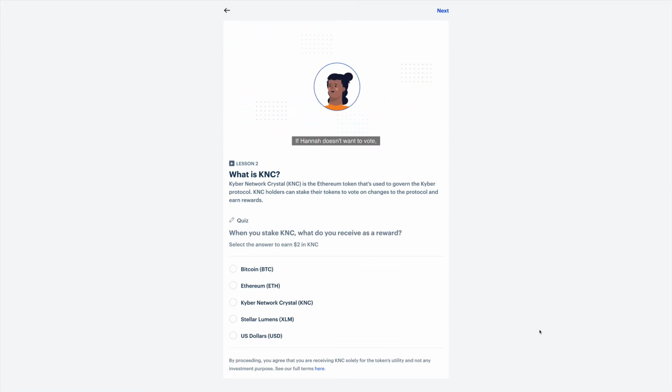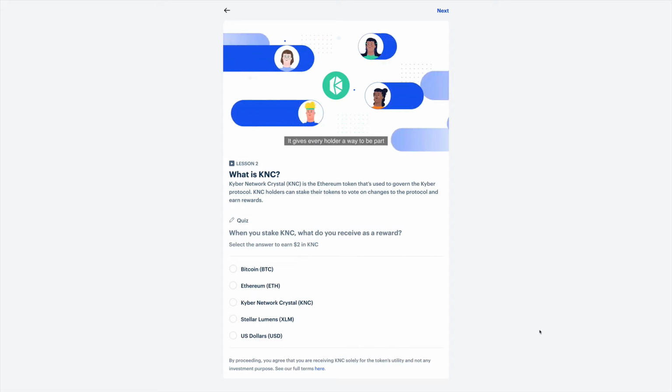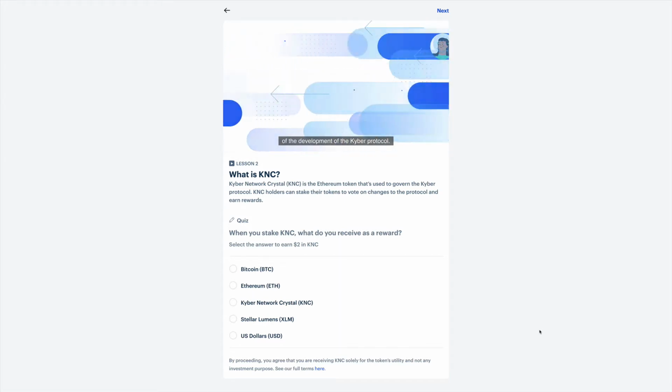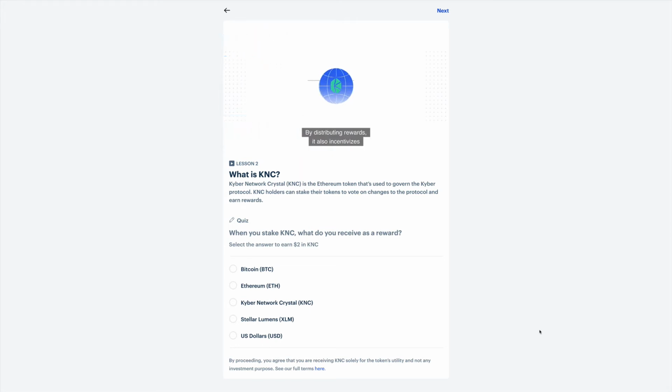If Hannah doesn't want to vote but still wants to receive rewards, she can also delegate her voting rights to a third party who can vote on her behalf. The KNC token is a critical part of the Kyber ecosystem. It gives every holder a way to be part of the development of the Kyber protocol. By distributing rewards, it also incentivizes each token holder to actively participate in improving the protocol.